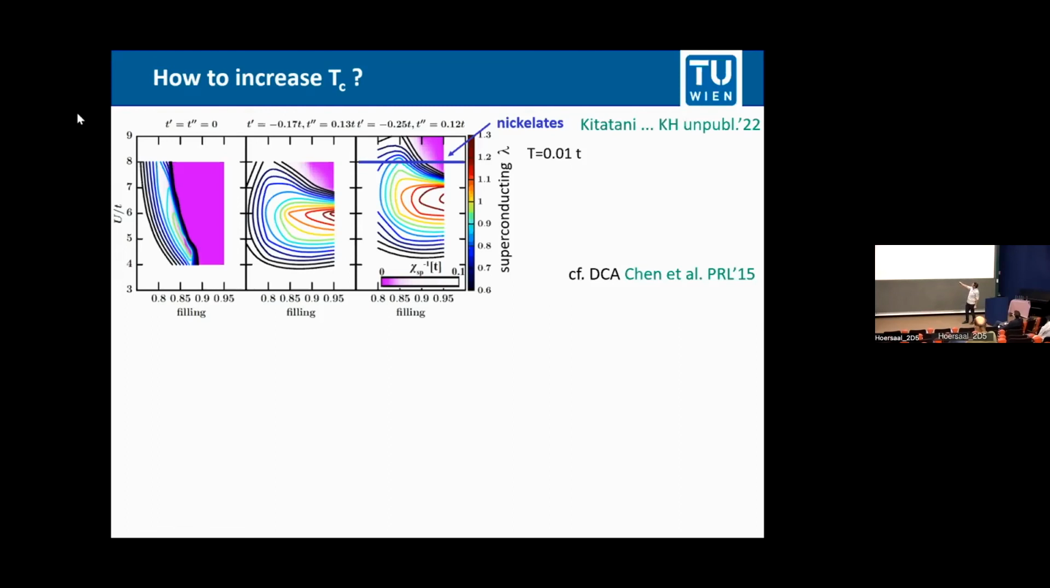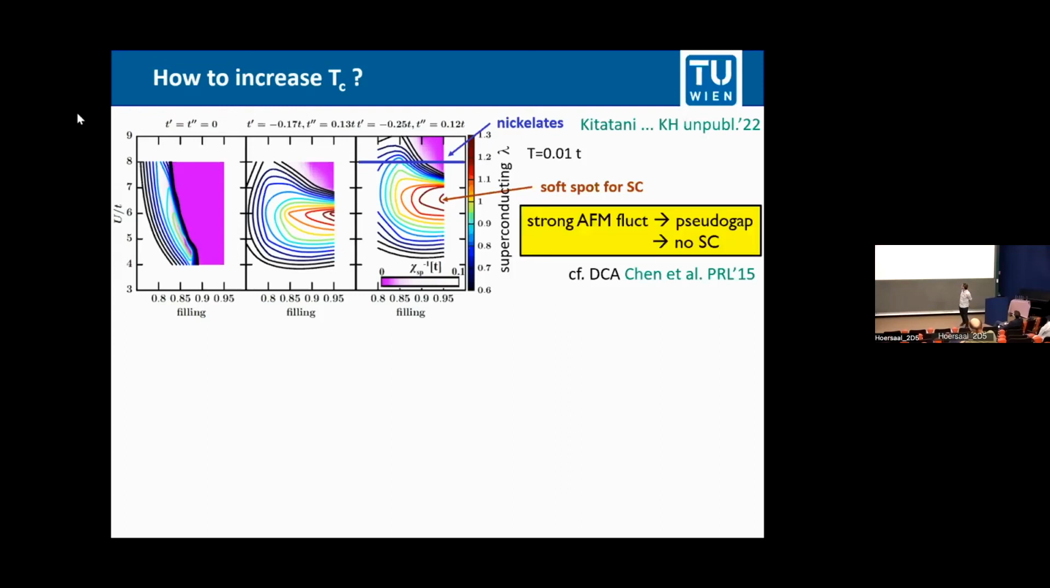And for the nickelates, there's T prime zero, no next nearest neighbor hopping, and that is the T prime for the nickelates, and the nickelates are here. So it's not yet optimal for superconductivity, the U is too high. So the sweet spot for superconductivity means you have to decrease U and go somewhat closer to half filling, and then it's the optimal point for superconductivity.